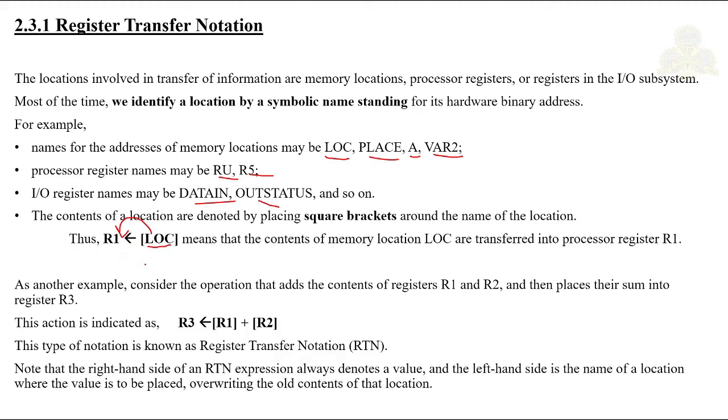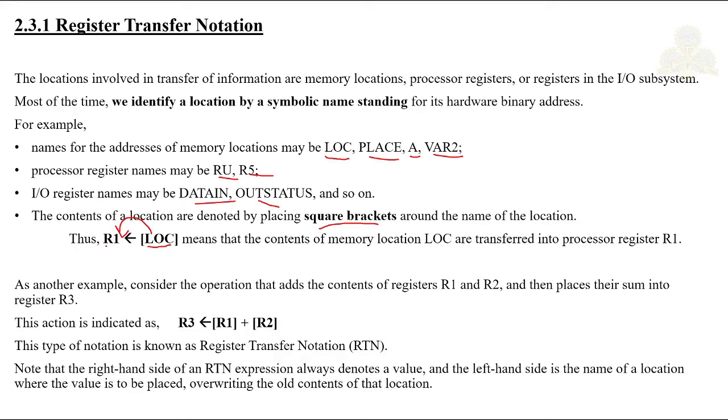But how do you represent the content? If you want to denote the content, then you have to place square brackets around the name of the location, just like this. Now this [LOC] represents the content of the memory location LOC, which should be moved to the processor register R1.